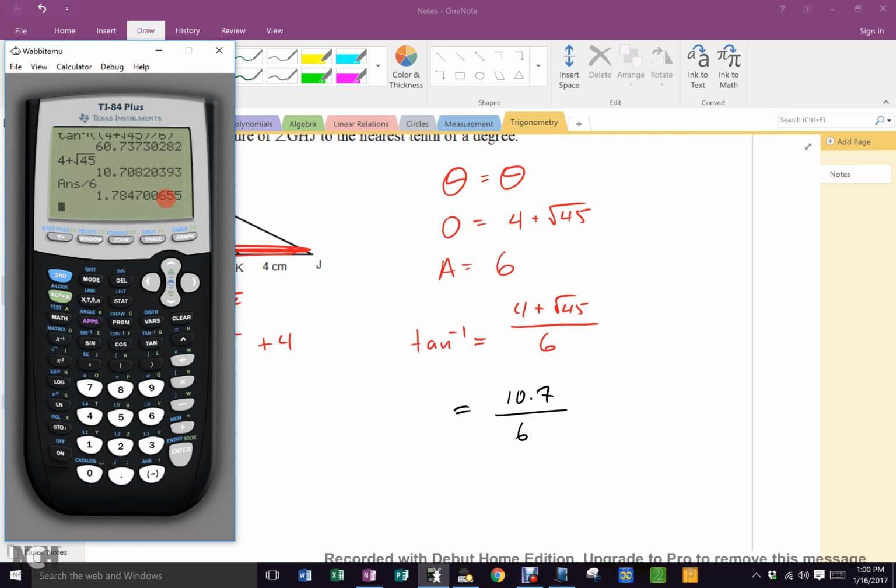Then I'm going to shift tan, and I'm going to use that answer feature that I showed you guys a while ago. The ANS feature. The last answer that my calculator gave me. That is going to be shift tan 1.78. 60.7. Everybody got it? That answer key is going to become one of your best friends.